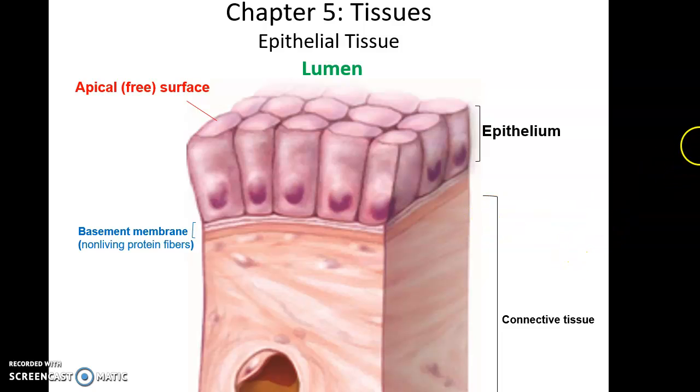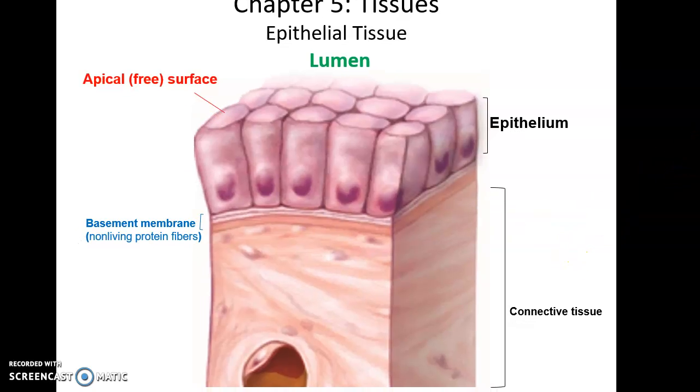So when we look at epithelial tissue, and here's a lovely cartoon of some epithelial tissue, we have the lumen, that open space. Then we have the epithelial tissue, also called epithelium. It has an apical surface, a free surface exposed to the lumen. Directly underneath the epithelial tissue would be a basement membrane. It's a non-living structure made up of protein fibers that attach the epithelium to the underlying connective tissue.